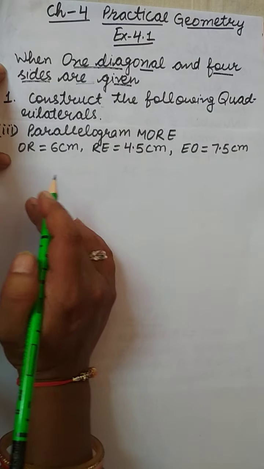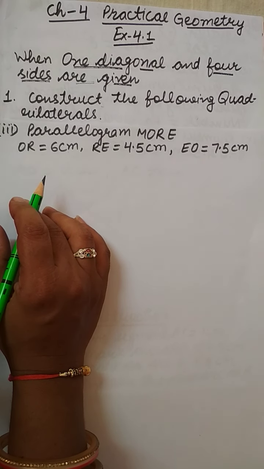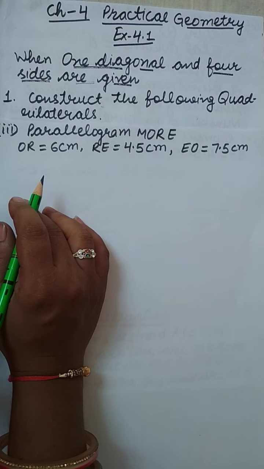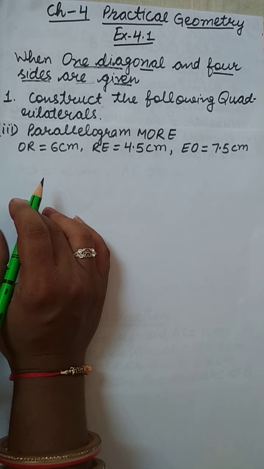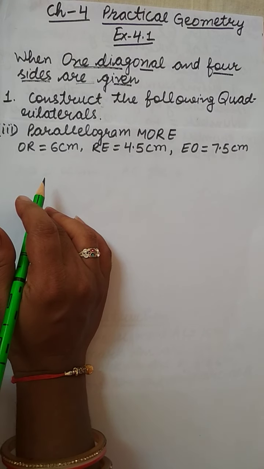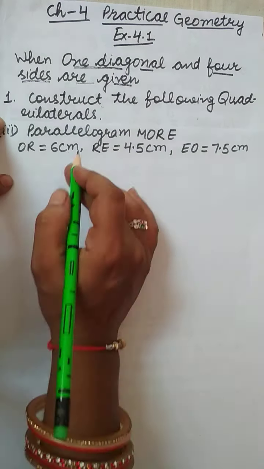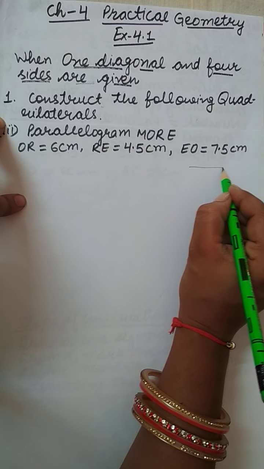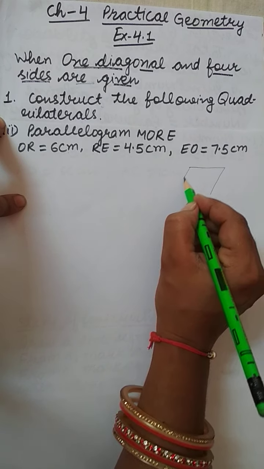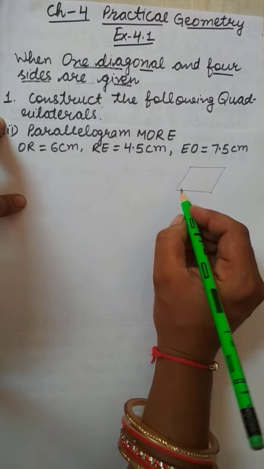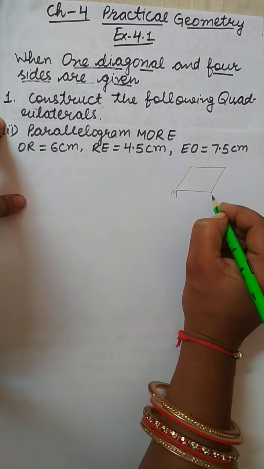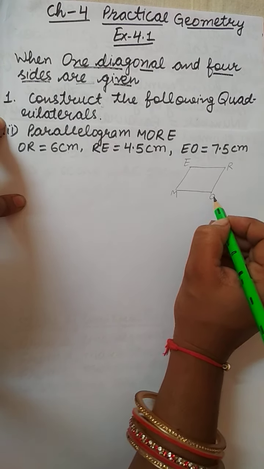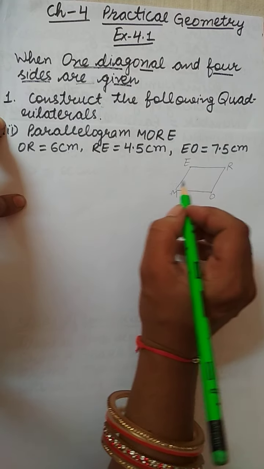Now children, we have discussed that when we want to construct any quadrilateral, we need 5 parameters, and we know that in a parallelogram the opposite sides are equal. So from here I will just draw the rough diagram. We know that parallelogram is like this. So here I will write the names of the vertices. This is MORE, M-O-R-E.